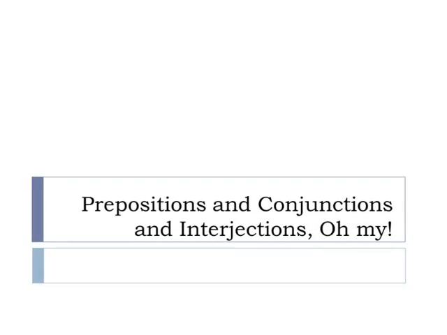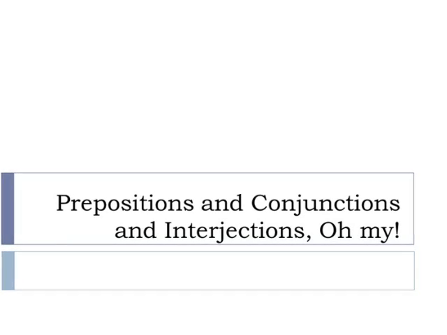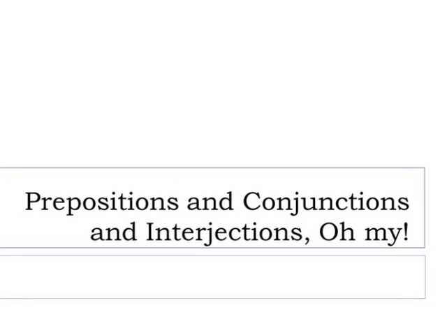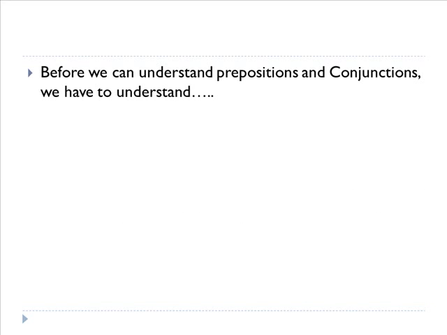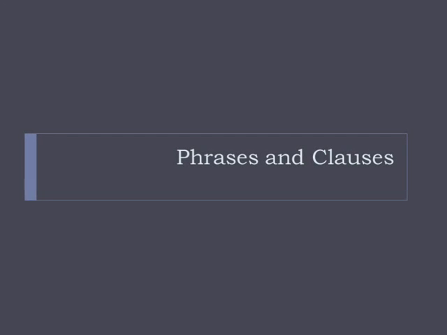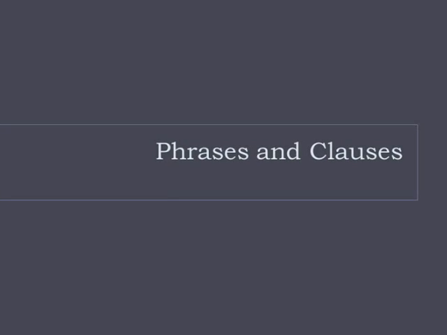Today we're going to talk about the last three parts of speech: prepositions, conjunctions, and interjections. That's right, we're blowing through three of them at once today because they're not too tricky. But before we can get into talking about prepositions and conjunctions, there's something we have to understand, and that is phrases and clauses. That's right, there's actually 5 terms you're learning today.